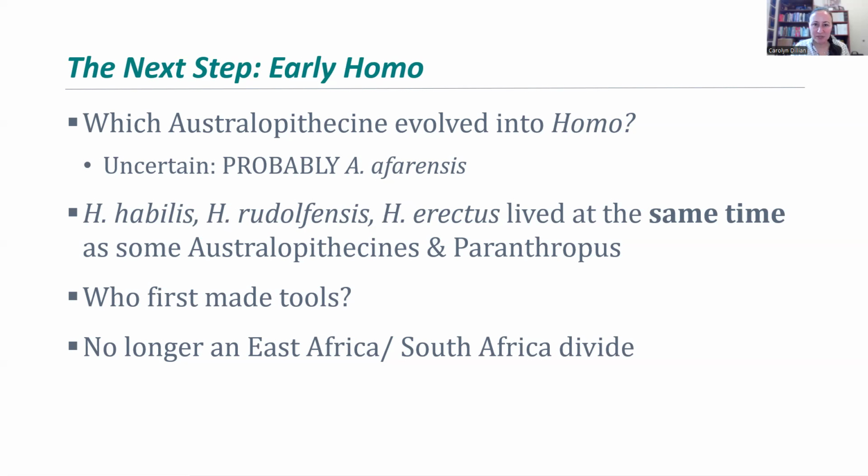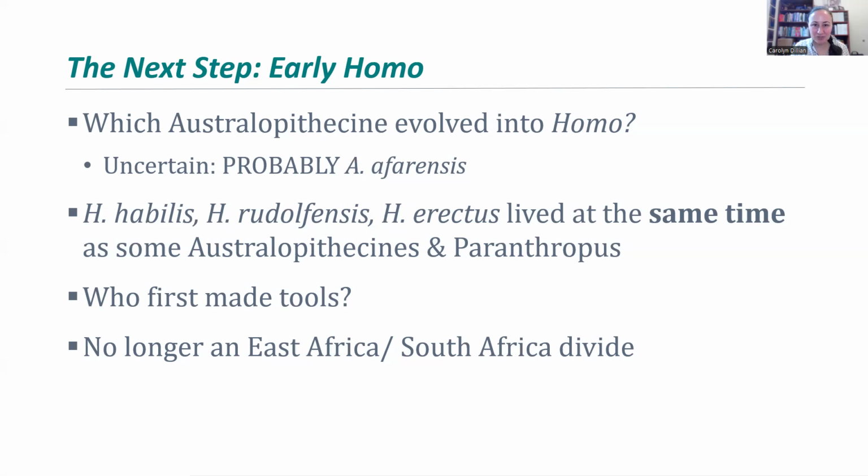We do know, however, that some species of our genus lived at the same time as members of the genus Australopithecus and members of the genus Paranthropus. This includes species like Homo habilis, that we're going to talk about in a second, Homo rudolfensis, and Homo erectus. All of these species of hominin were living on the landscape in the same place at the same time.